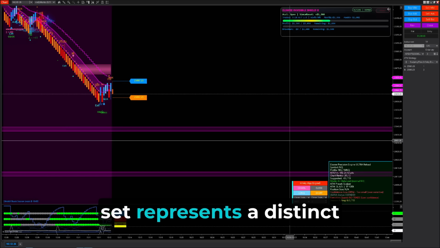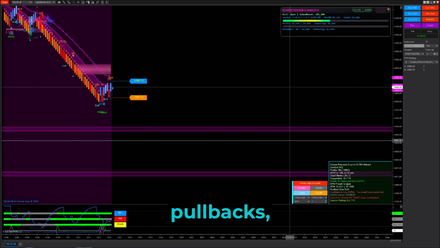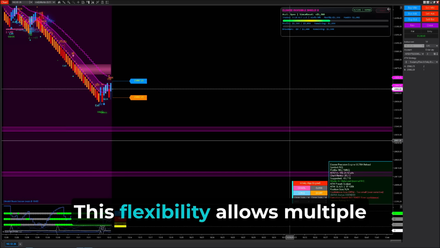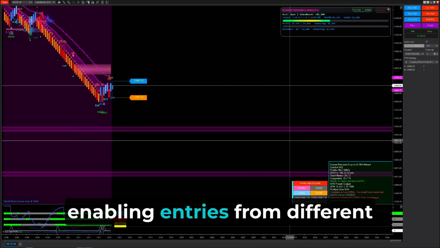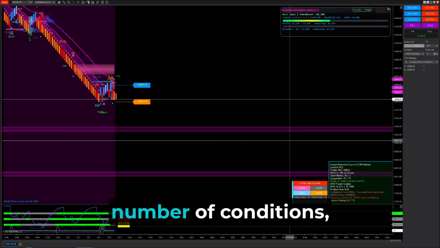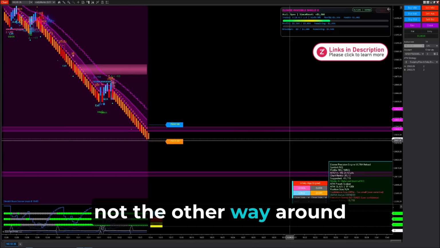Each condition set represents a distinct entry scenario, such as trend continuation, pullbacks, or failed breakouts and traps. This flexibility allows multiple trading logics to run in parallel on the same chart, enabling entries from different signal types within a single strategy. With no limit on the number of conditions, strategies can be built to match the trader's logic, not the other way around.